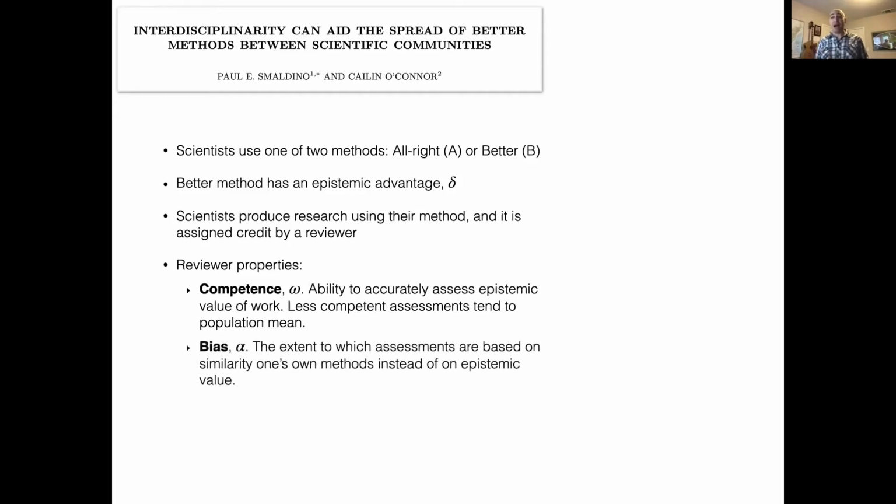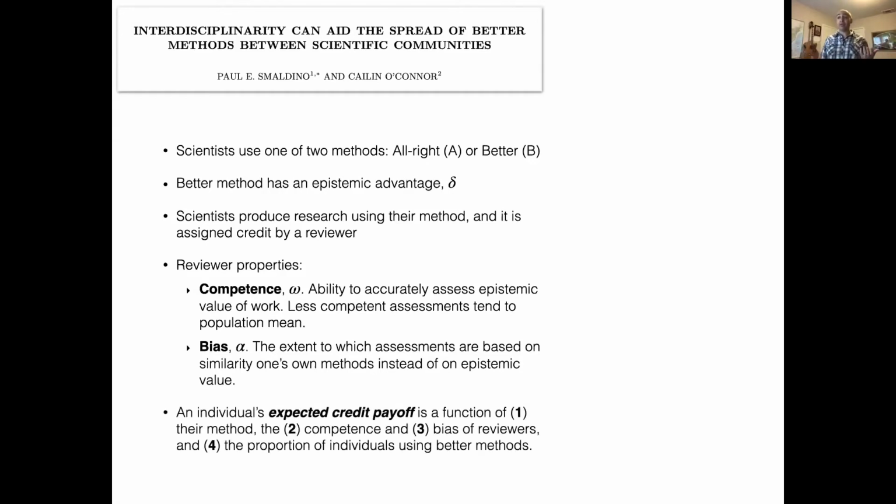They also have bias, which is the extent to which the assessments are based on the similarity to one's own method instead of on the epistemic value. If bias is 1, then I don't care what the epistemic value of your method is. I only care if it's the same method as I use. If bias is 0, then I only care about the epistemic value. If bias is in between, I care about both.